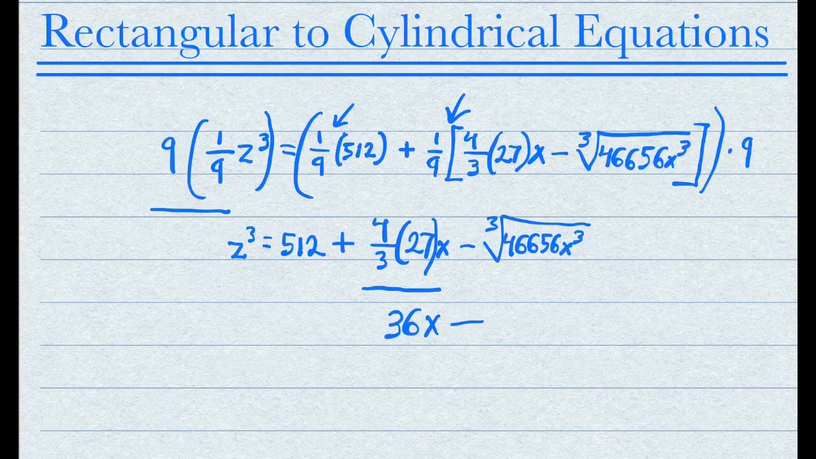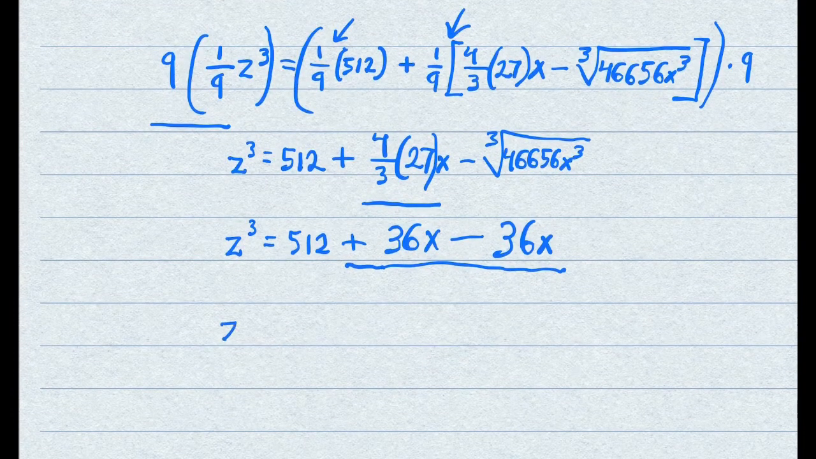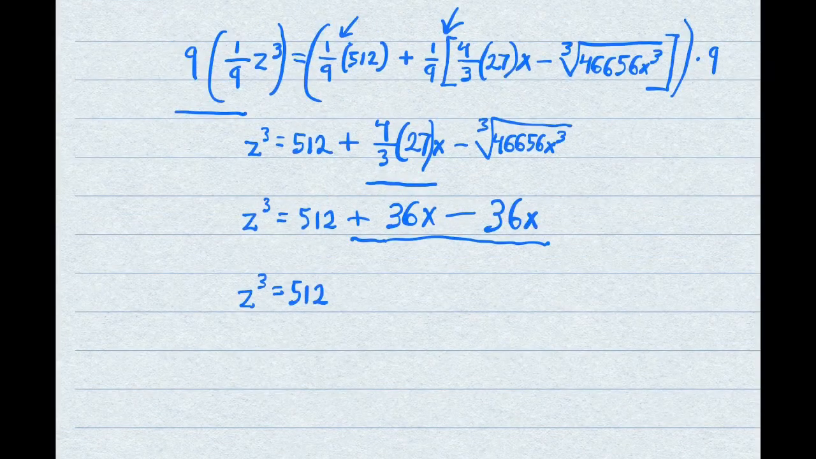Now here, the cube root of 46,656 is also 36. And the cube root of x cubed is just going to be x. So let's bring down this part. Now as you can see, the 36x cancels out with the negative 36x. So that part goes away altogether. So we're almost at the point where this is as simplified as possible.